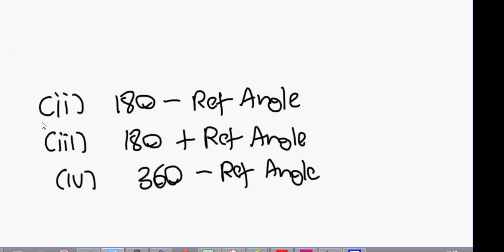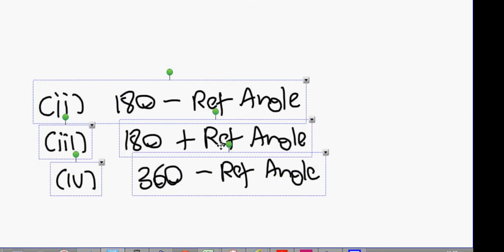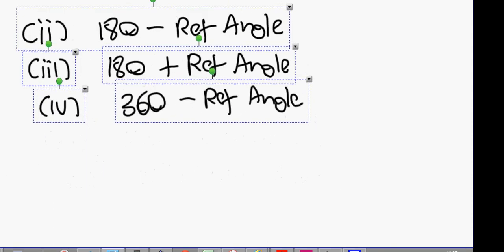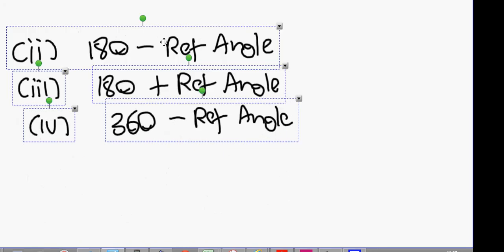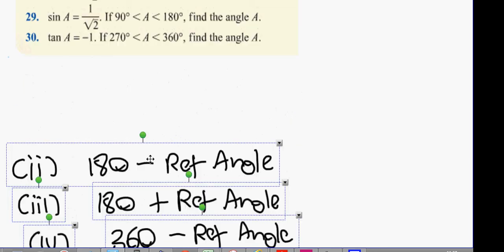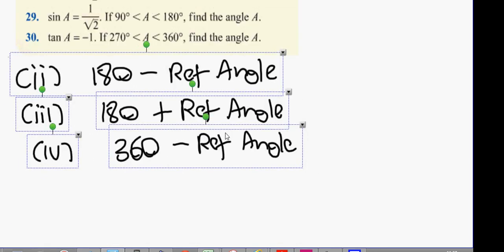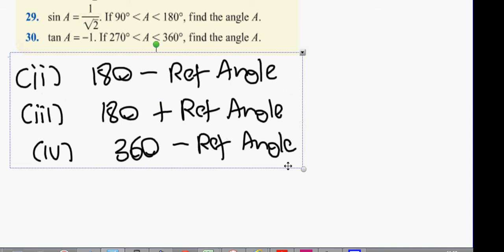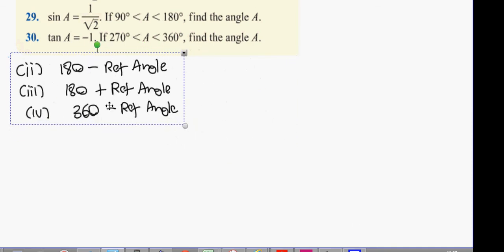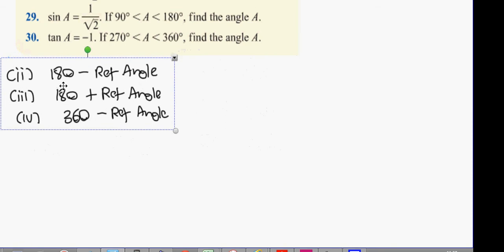They are not in your table, so you need to know them off by heart. Okay? Rule for the second quadrant is 180 minus reference angle. Rule for third quadrant is 180 plus reference angle. Rule for fourth quadrant is 360 minus reference angle. Now guys, we're going to put these together really small in the corner, and we're going to be using these repeatedly for up to 2 different exercises.